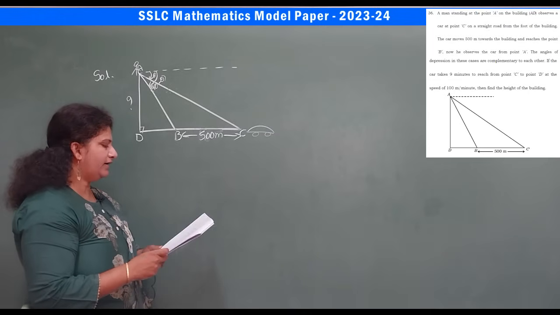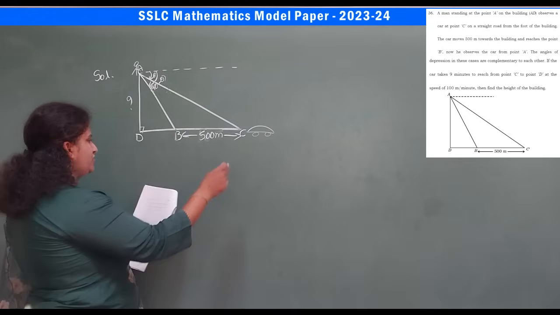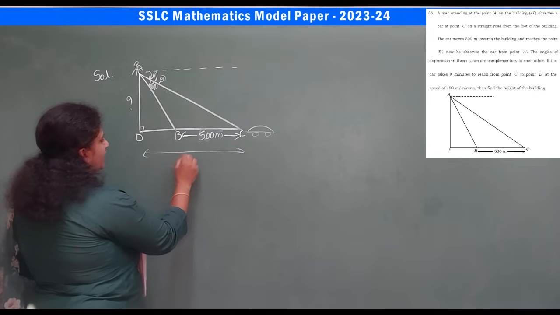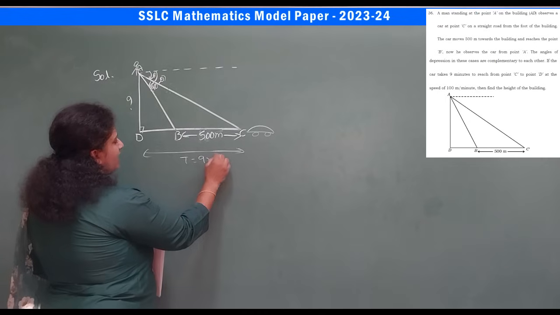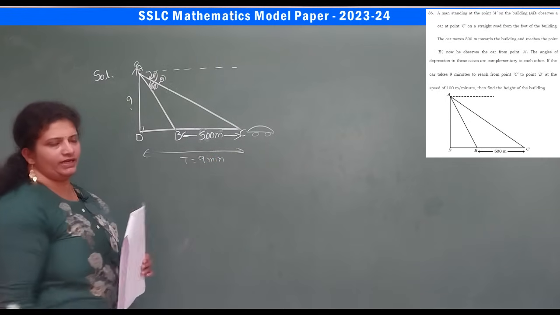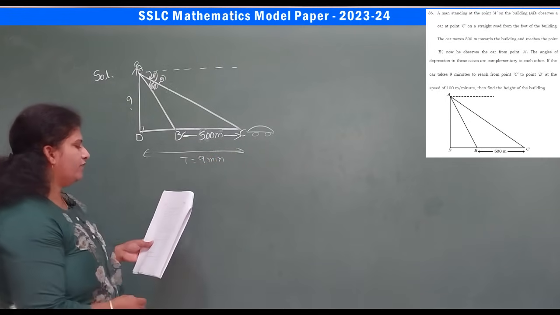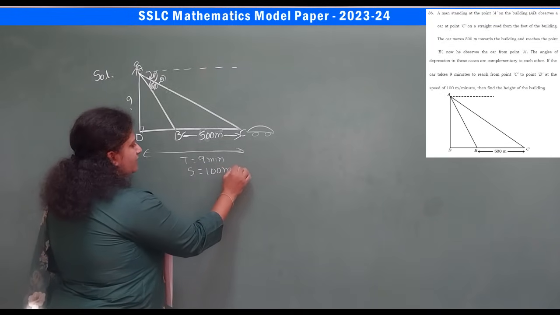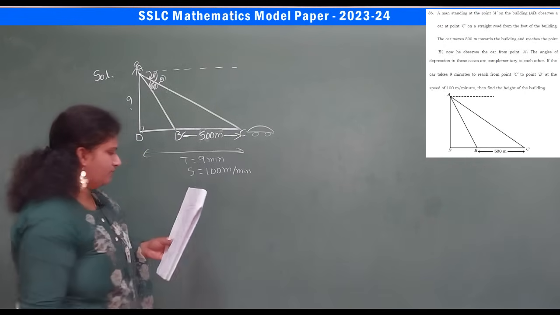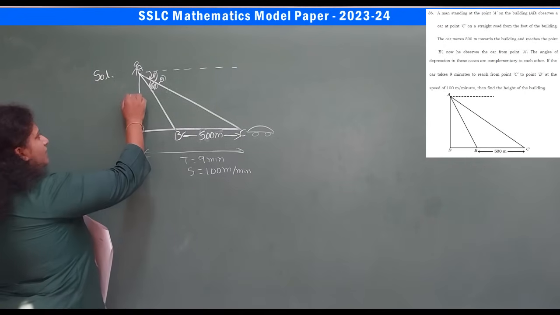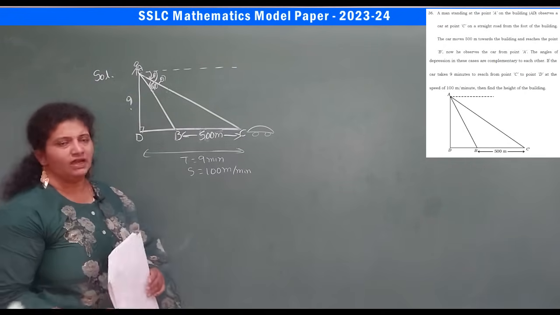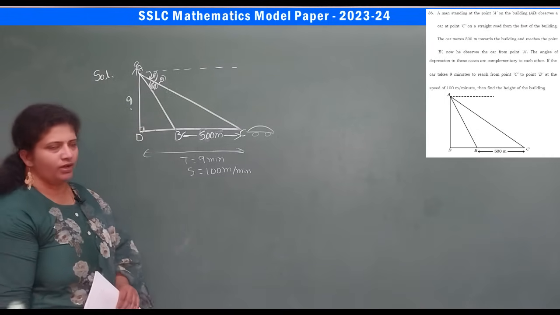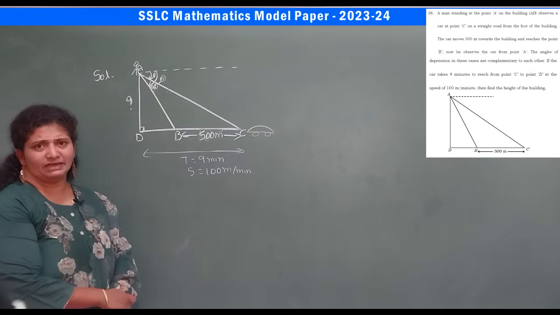And the car takes 9 minutes to reach from point C to point D. So what is the time taken here? It takes 9 minutes to reach from point C to point D at the speed of 100 meters per minute. What is the speed given? 100 meters per minute. Then find the height of the building. We should find the height of the building. And we know that the building is perpendicular and it is 90 degrees. Okay. So, how can I find this height?